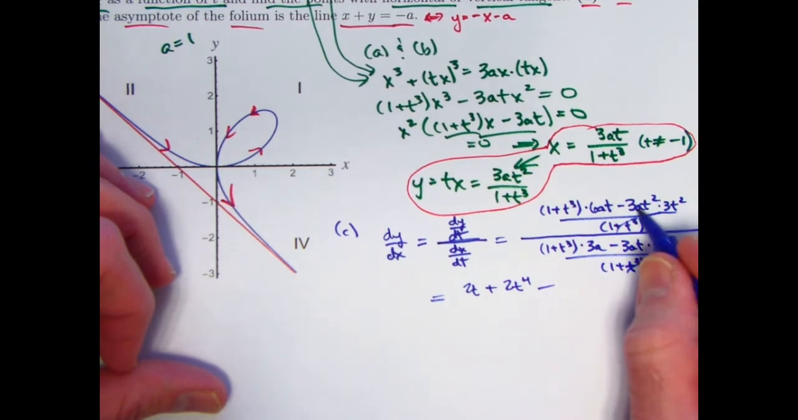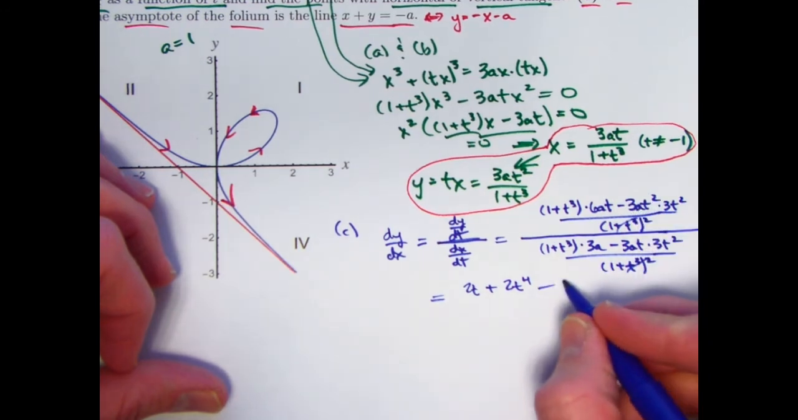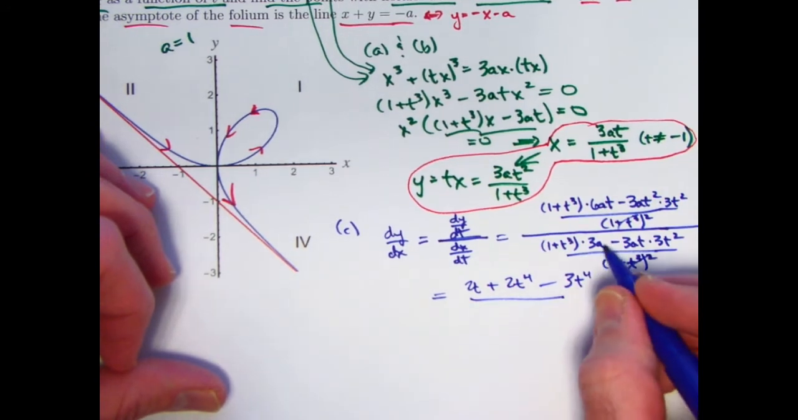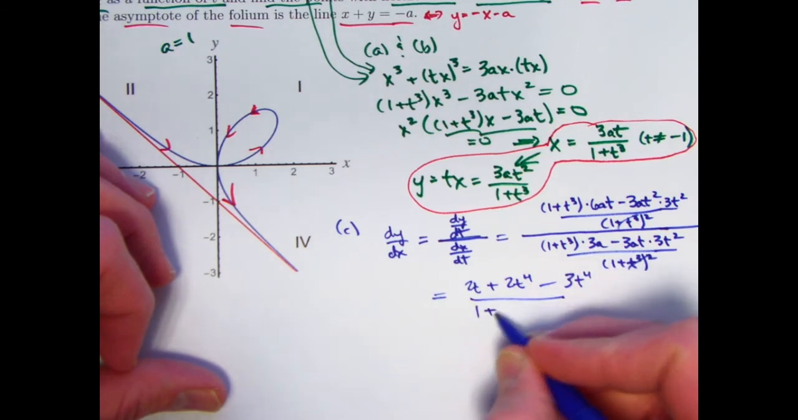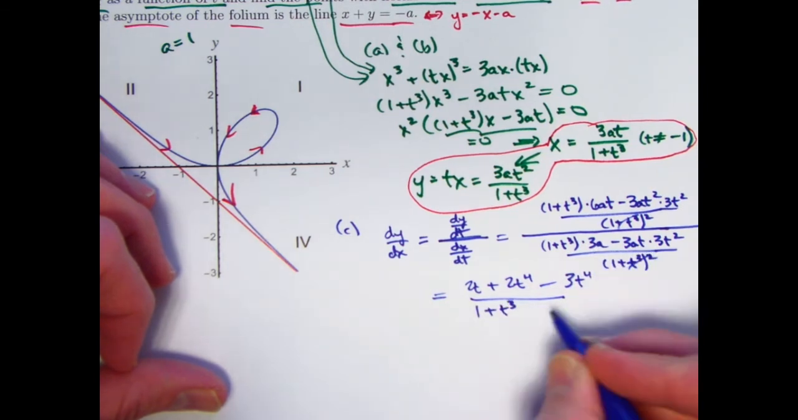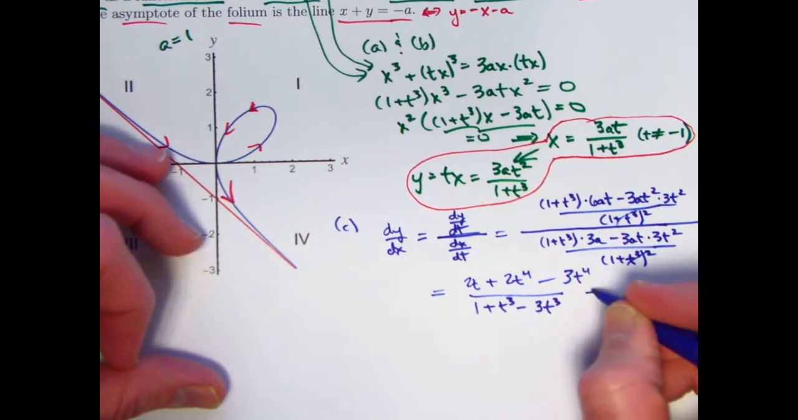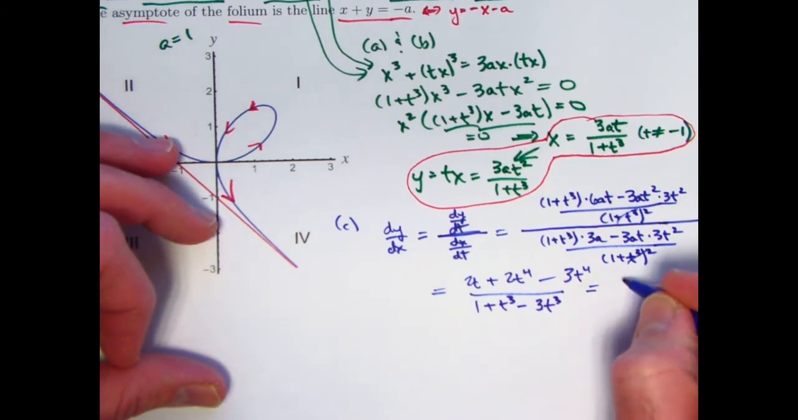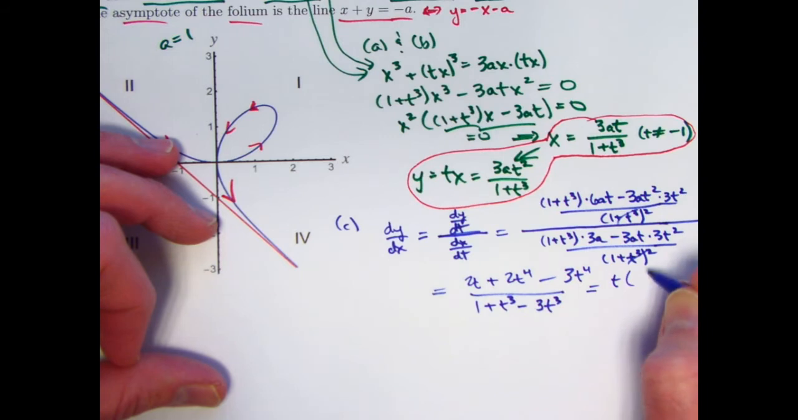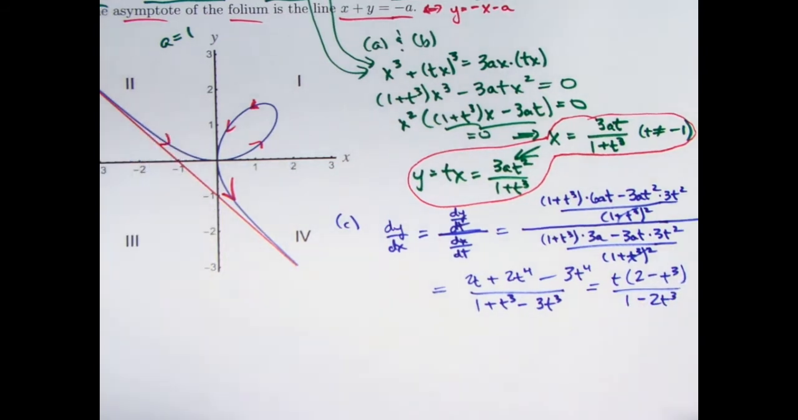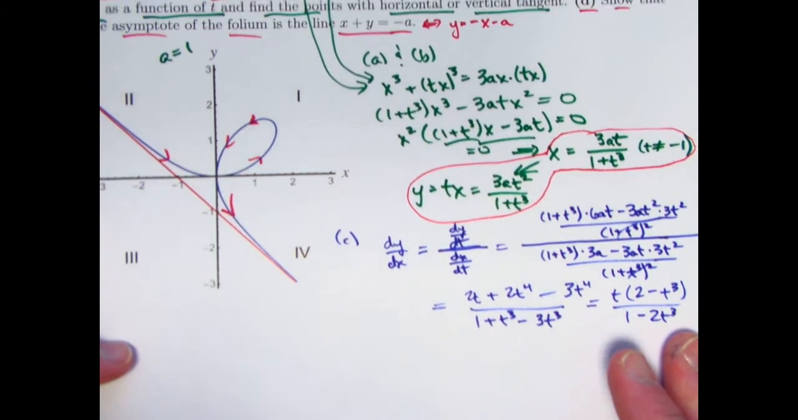And then here we cancel the a and one of the 3's. We get a minus 3t to the 4th, all over, here the 3a canceled, leaving you with 1 plus t cubed, and 3a canceled there, giving you minus 3t cubed. Simplify a little more. Can factor out a t on the top: t times 2 minus t cubed. On the bottom, we can just write it as 1 minus 2t cubed. Okay? So that's dy/dx as a function of t.